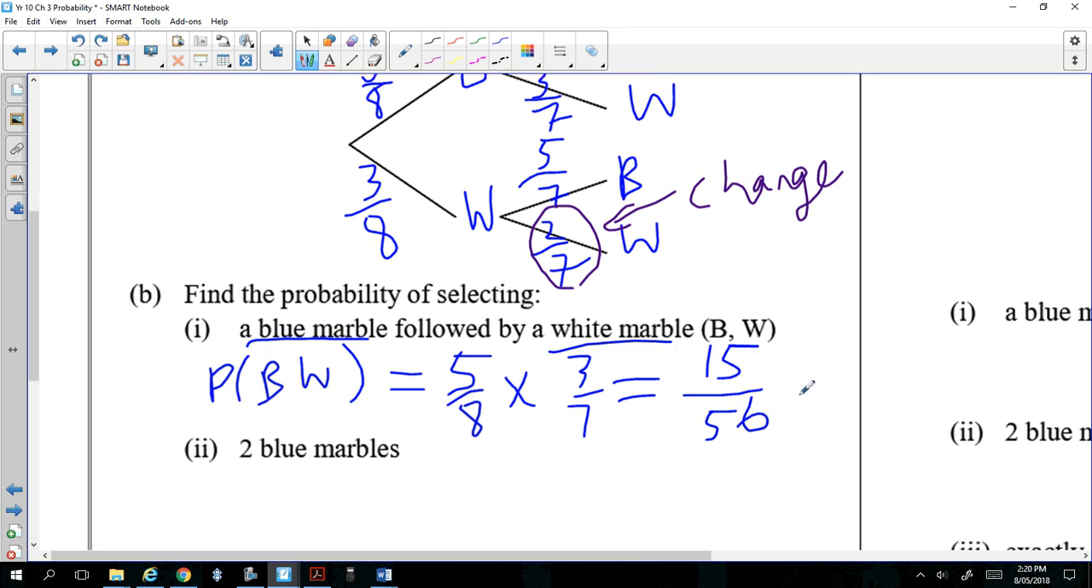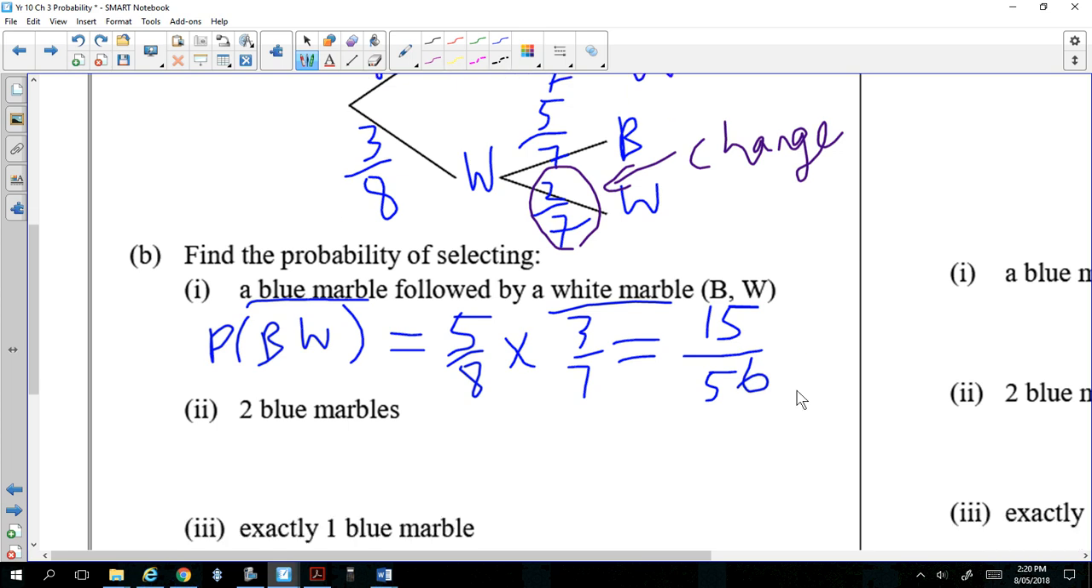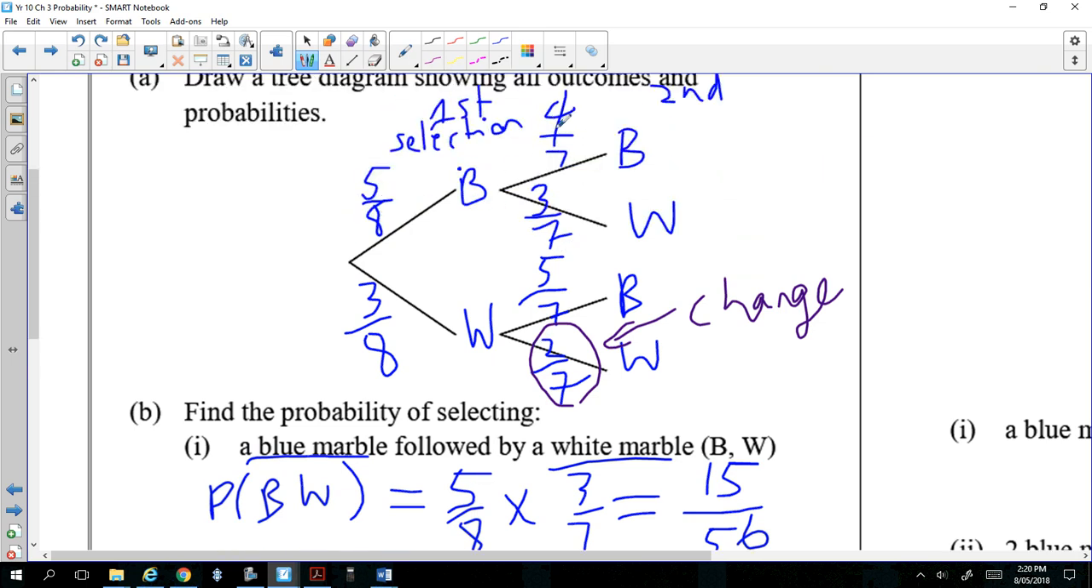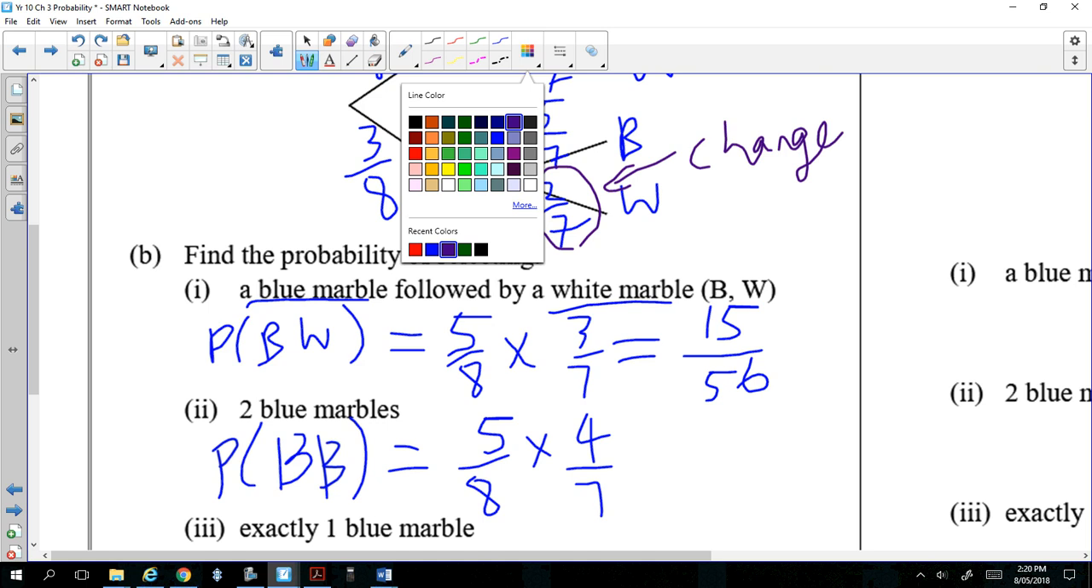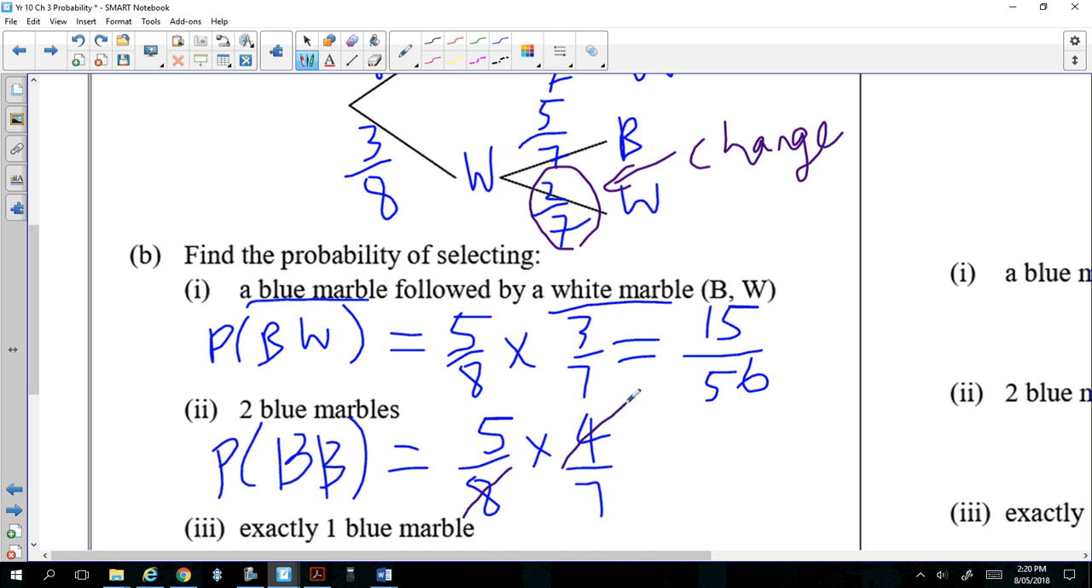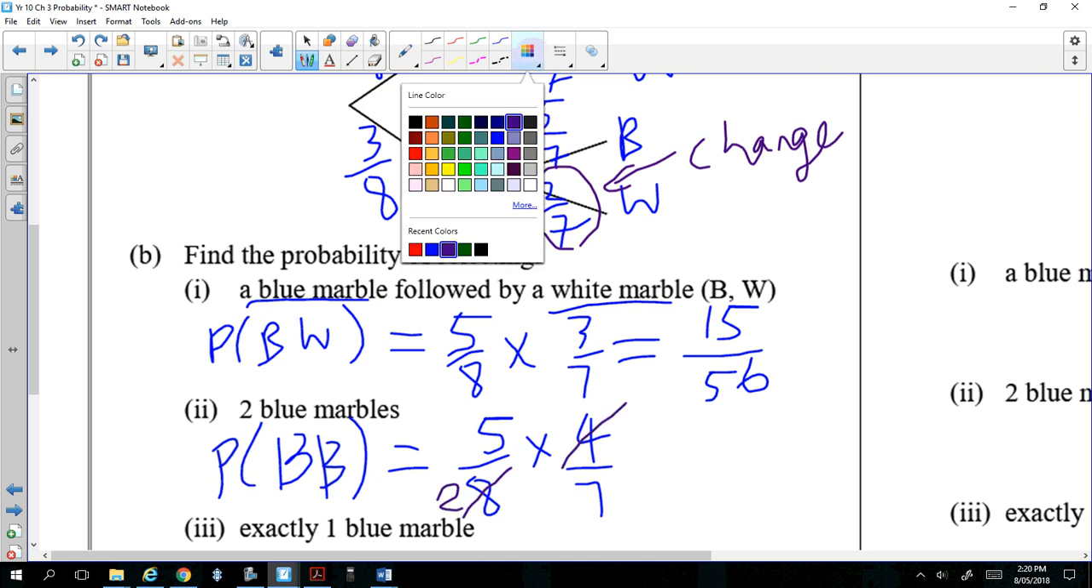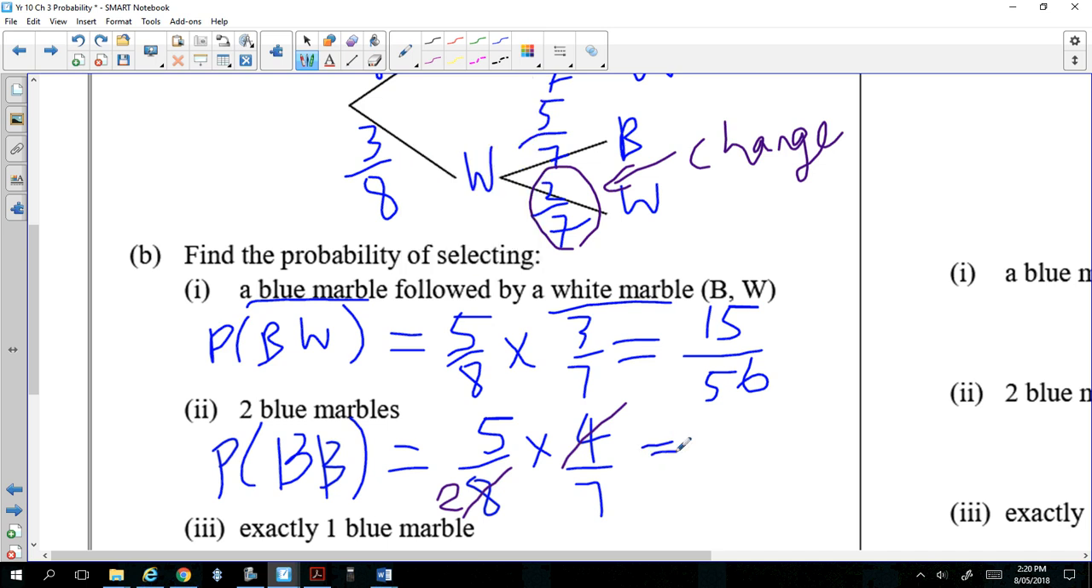All right, 2 blue marbles will be BB, right? Now BB is this times that: 5 out of 8 times 4 out of 7. Now what will happen to the 8 and 4? They get cancelled. So you can simplify before you multiply. So if you do that, that will be 5 times 5 over 14.